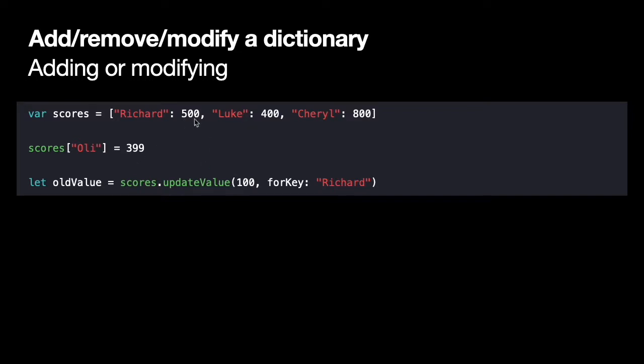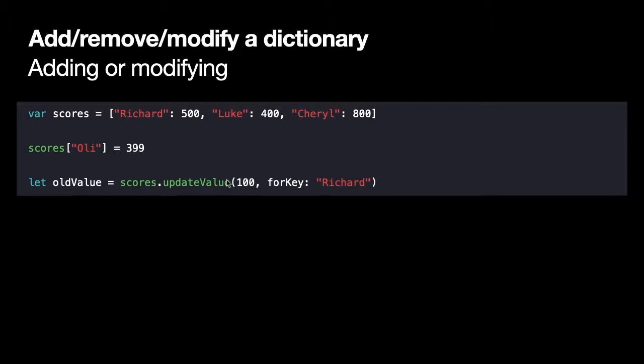Another way to add a new value is using the updateValue method. When you do updateValue, you give it the new value, and then the second parameter has a name, forKey, and you put in the key. In this case, the key Richard is already there, so the existing value of 500 will be replaced with 100. And in addition, updateValue will return the old value, and you can assign it to a constant or a variable if you wish.